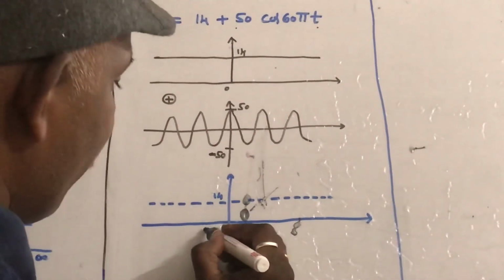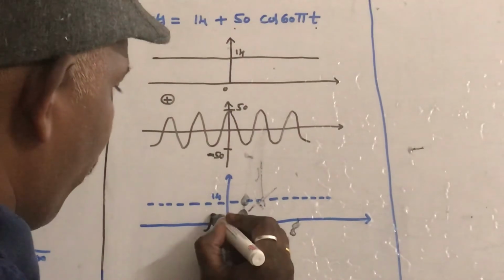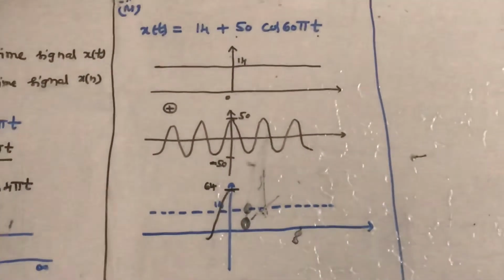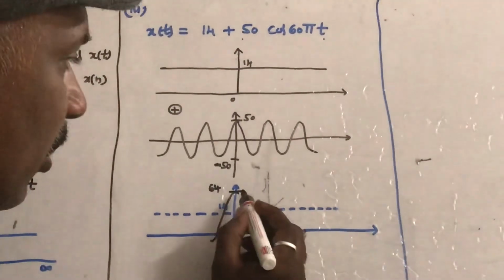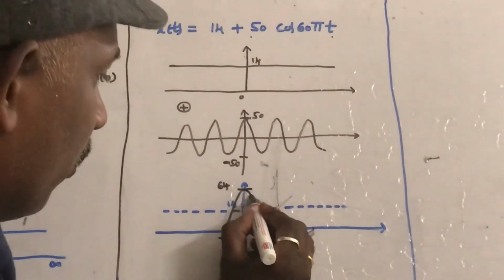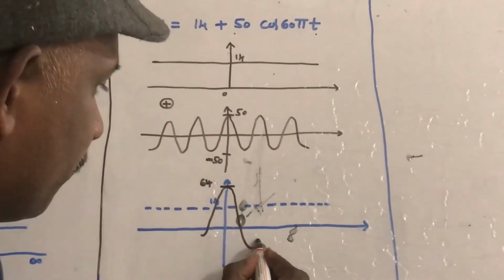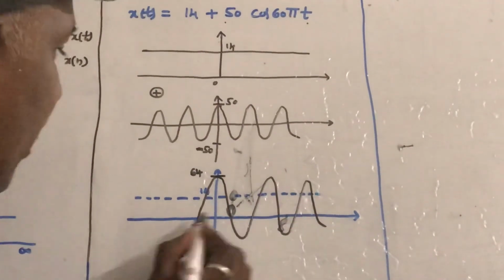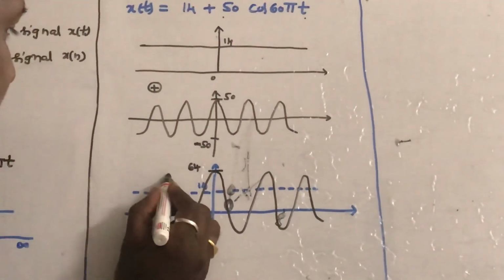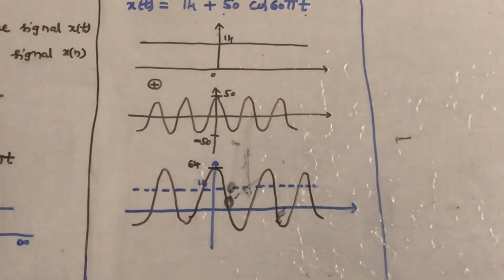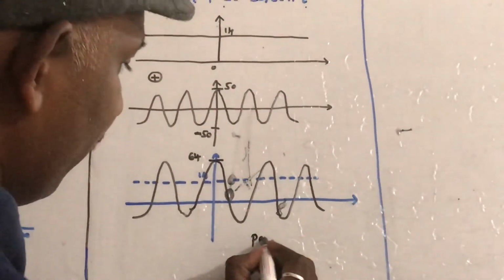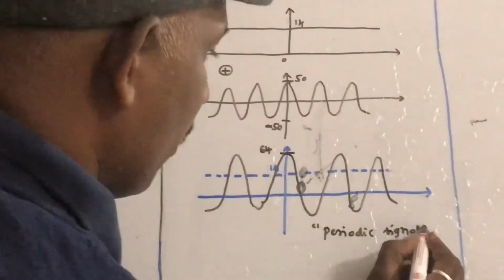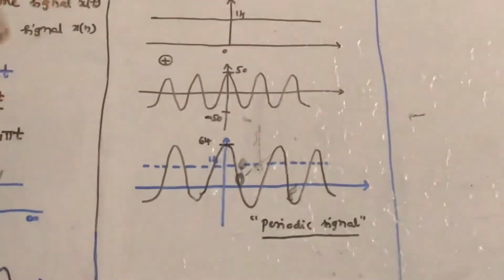The positive peak will move to 64. I am drawing an approximate graph. The positive peak will move to 64. Minus 50 plus 14 means the negative peak will move to minus 36. Something of this nature, an approximate graph I am drawing. So you can clearly observe that this is a periodic signal, but the average value is 14.